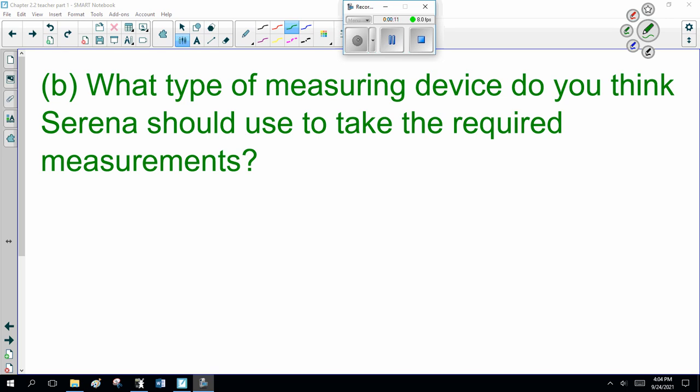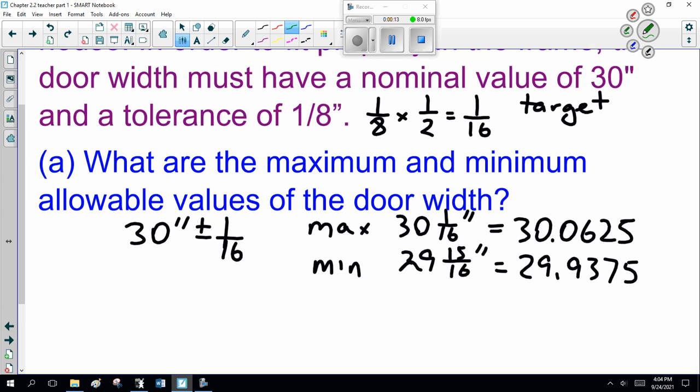Now, I just bunged up this nominal value over here, but anyway. So the maximum value of the door is 30 and 1/16 of an inch. The minimum is 29 and 15/16. Yes, that's why we talked about fractions earlier. Now, you can put that as a decimal, 30.0625, and I'm fine with that, and 29.9375 inches. I'm fine with that, if you don't like fractions.